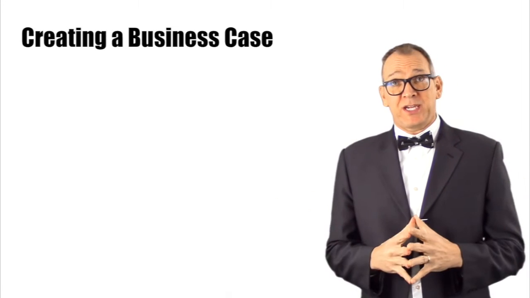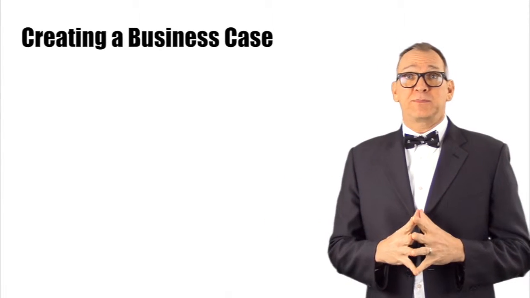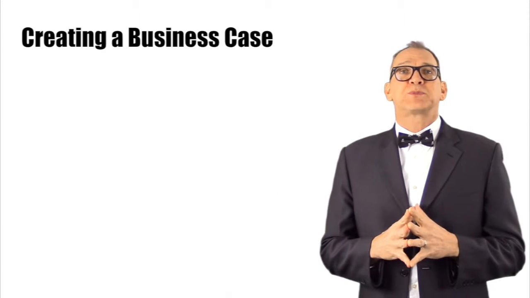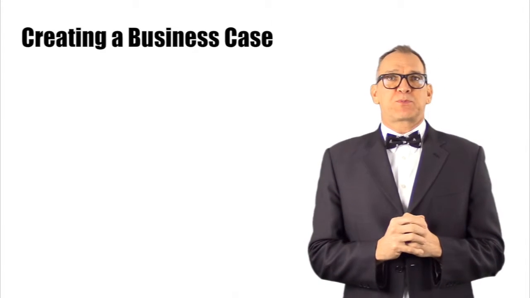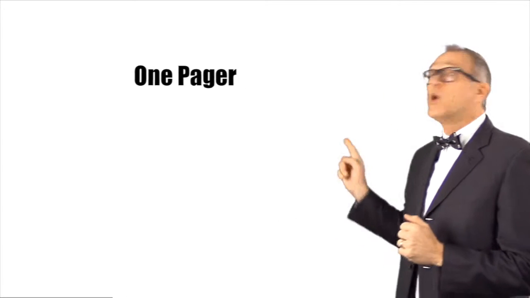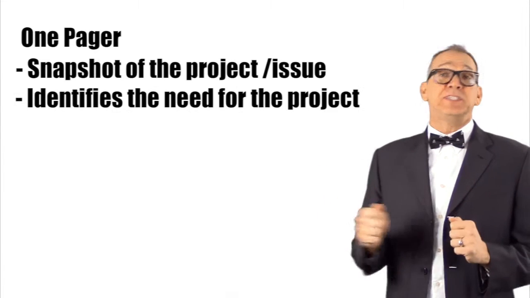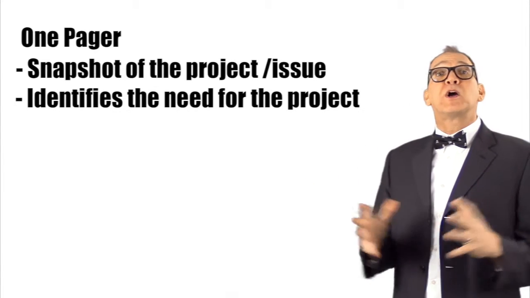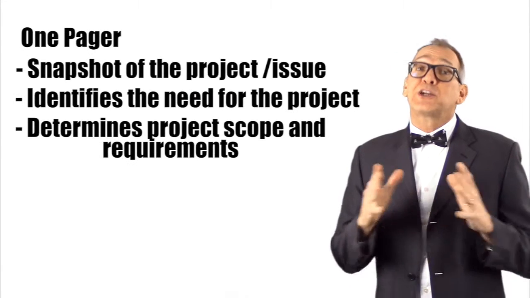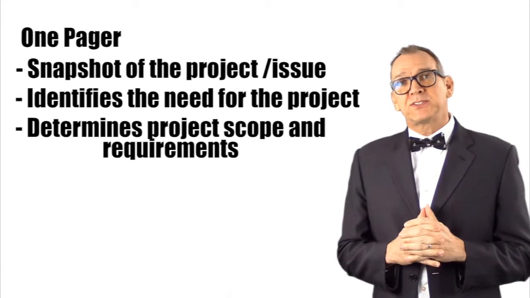I'm actually here in Salem at Garmin AT, helping to implement Oracle. But today I'm here to talk to you about creating a business case, or the process of building a business case for upgrades or enhancements. The first step of this process is creating what's called a one-pager. Now, a one-pager is basically a snapshot of the project or issue. It identifies the needs of the project, determines the project's scope and requirements, and includes a cost-benefit analysis.